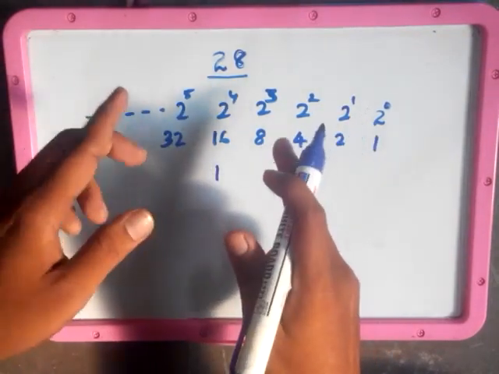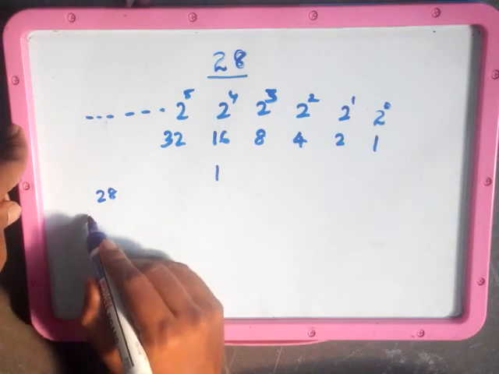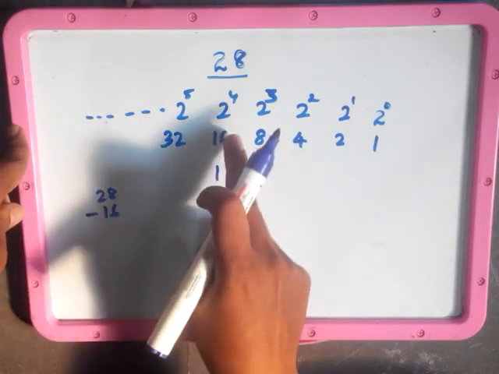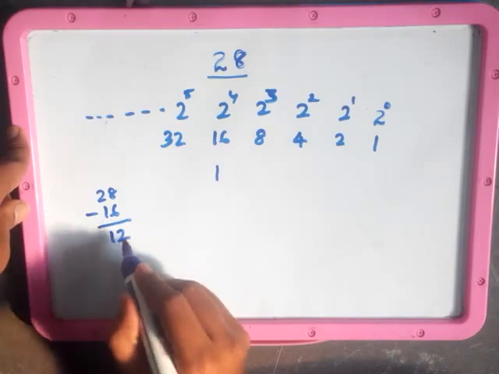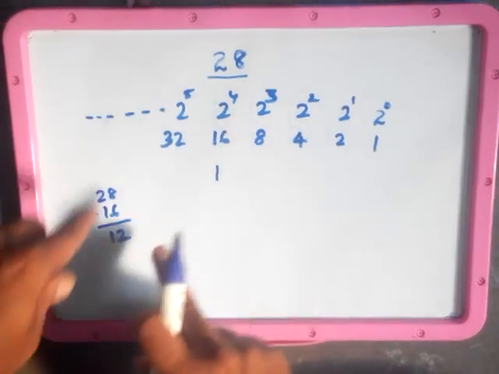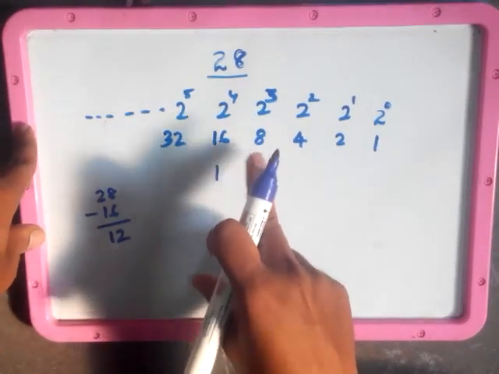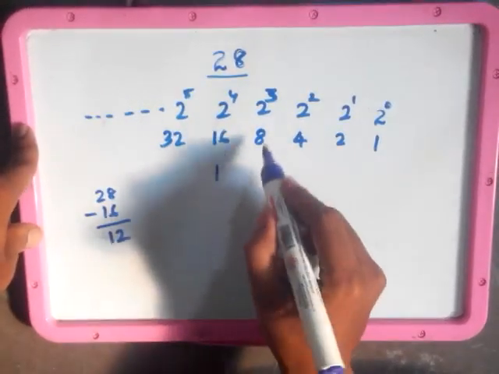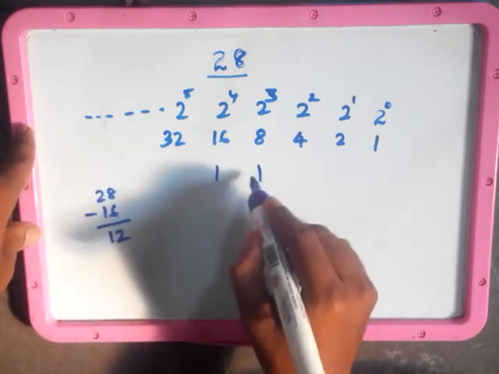16 plus 12 is 28, so we have represented 28 first by 16. The remaining is 12, and now we have to check for 12. The remaining number after subtraction is 12. 12 is also not there, so the number less than 12 is 8. Put 1 again under 8.